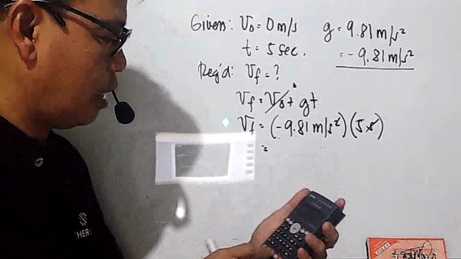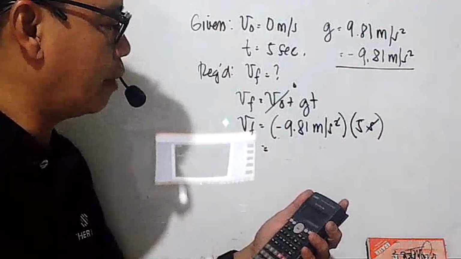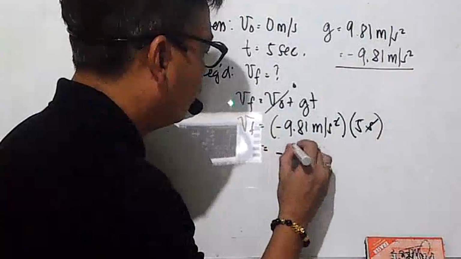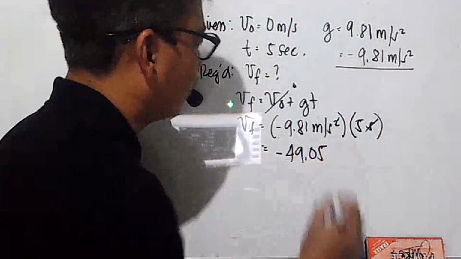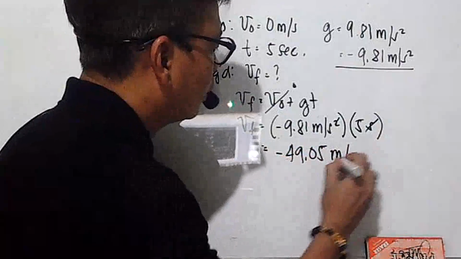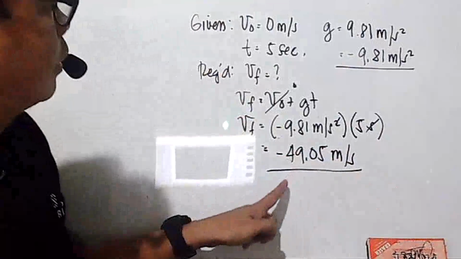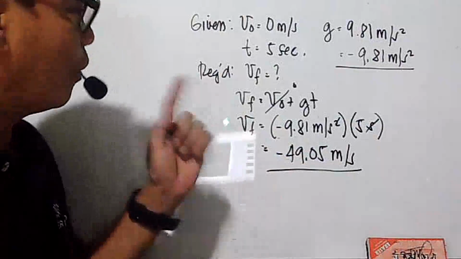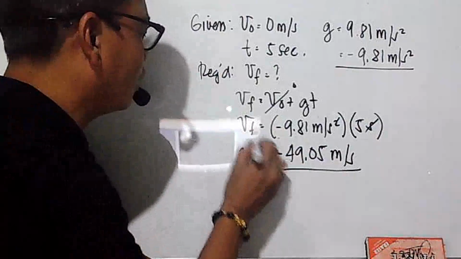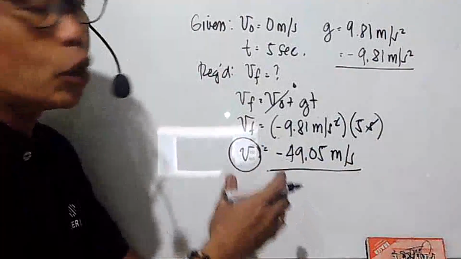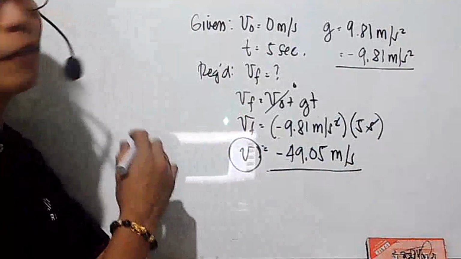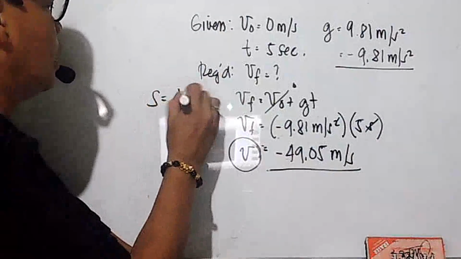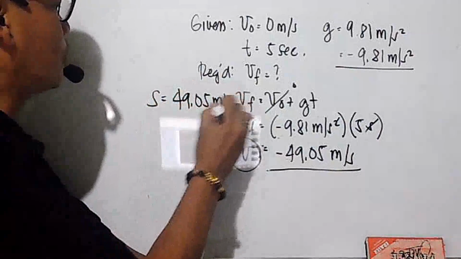This is equal to 9.81 multiplied by 5, which is negative 49.05 meters per second. So what is this value? This is the velocity of the ball at 5 seconds. This is the answer for B, where we're looking for the velocity. Now for A, we're looking for the speed, so your speed is equal to 49.05 meters per second.